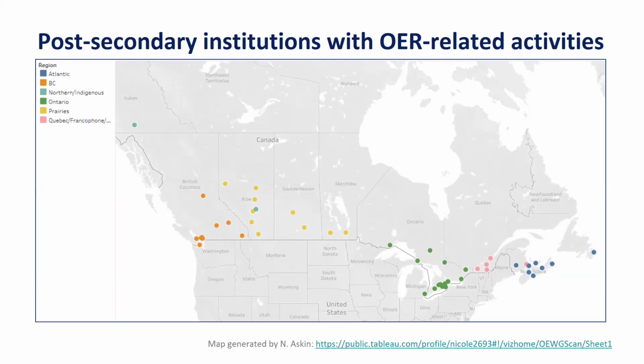We have organized the results of the environmental scan around six regions or themes that are reflected on the map. We have the Atlantic region, Quebec and Francophone institutions outside of Quebec, Ontario, the prairies, British Columbia, and northern or Indigenous institutions. These are institutions that are either located in the territories or identified as Indigenous institutions.